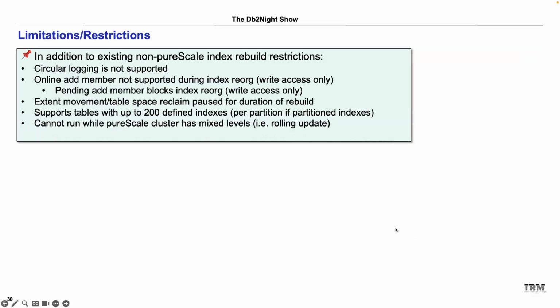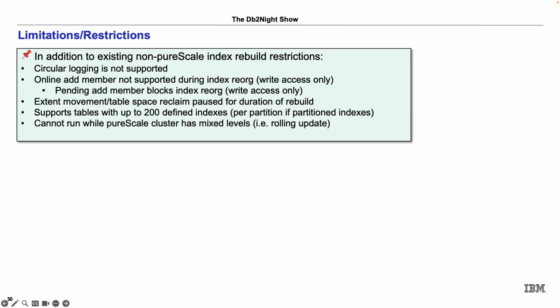Next, the limitations and restrictions for this feature. First of all, circular logging is not supported. And second, as mentioned, online member ending is not allowed during index reorg with write access. If a member is in the process of being ended, that pending state will block index reorg, okay? Then the next is extent movement and the table space reclaim operations. Those are paused for the duration of the rebuild to avoid conflicts, okay?